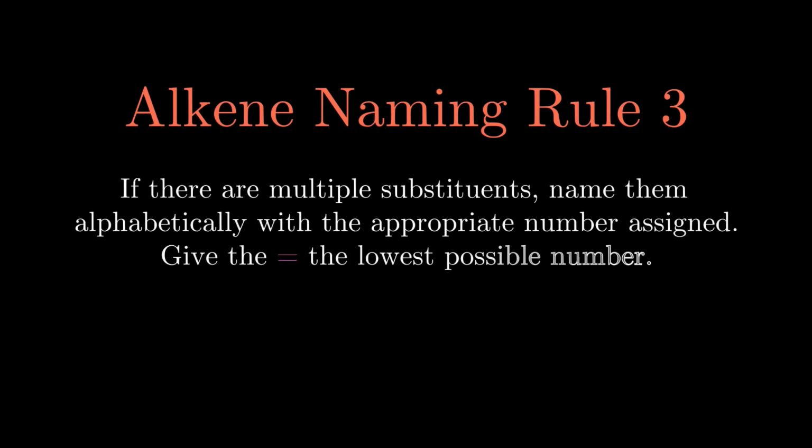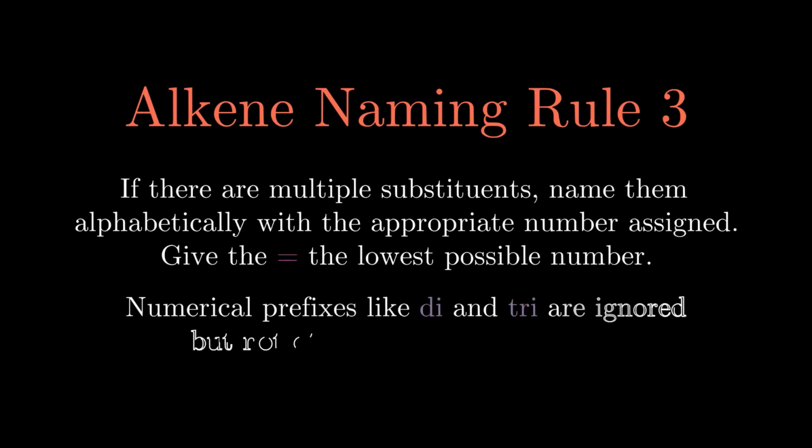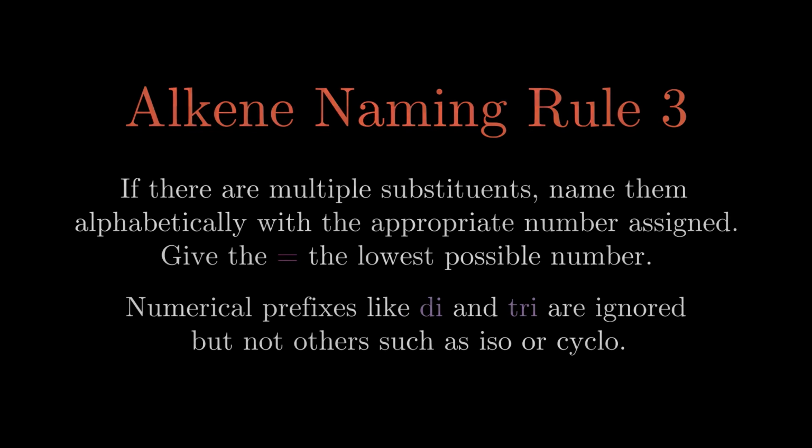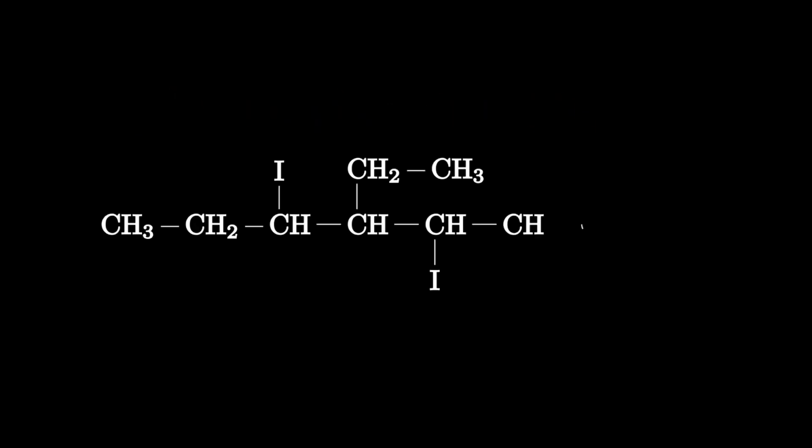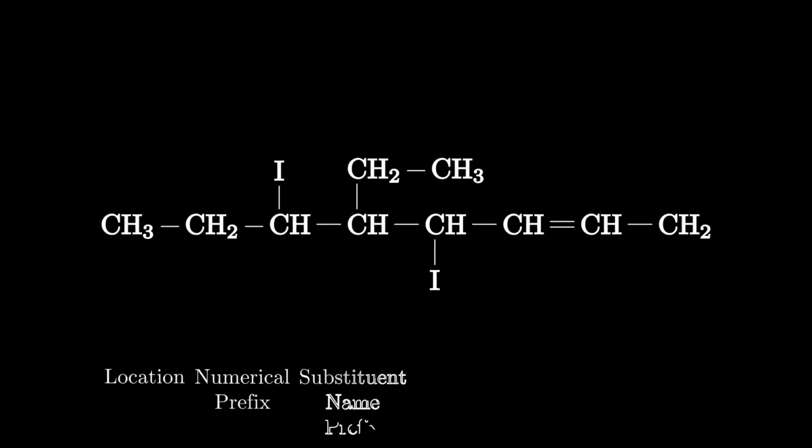If there are multiple substituents, cite them alphabetically and give them the appropriate numbers after assigning the double bond the lowest one you can. With that in mind, give it a go and try naming the molecule on the screen now.